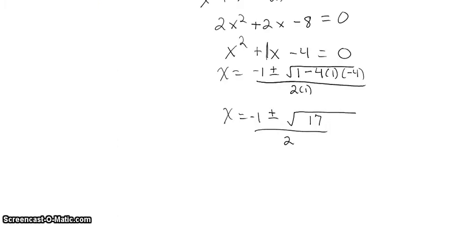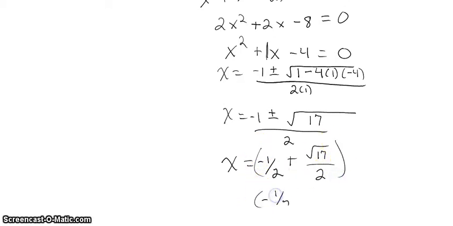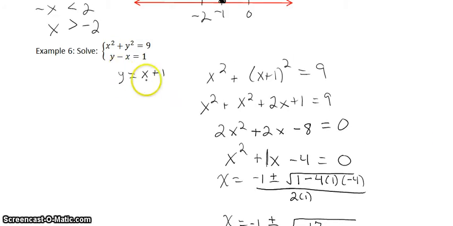Now I'm going to separate this into two terms. I'm going to have the x equals negative 1/2, and then plus the square root of 17 over 2, and that's just going to be considered one answer for x, and then I'll have negative 1/2 minus the square root of 17 over 2. Because I'm going to have to substitute these in separately to find my y, and I'm going to put them in for this x here.